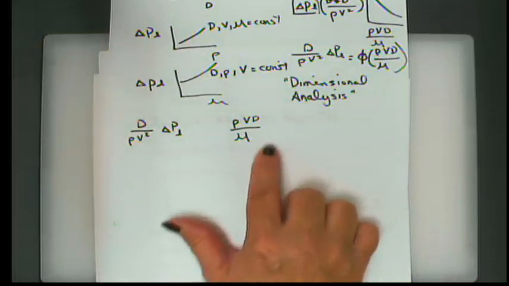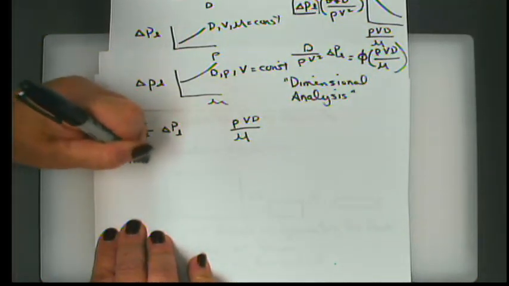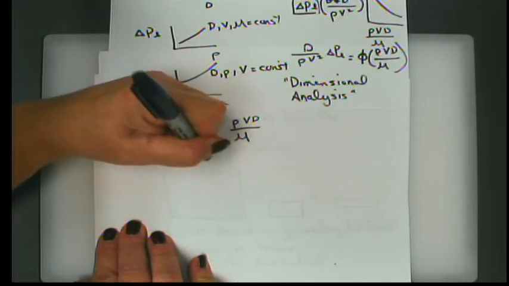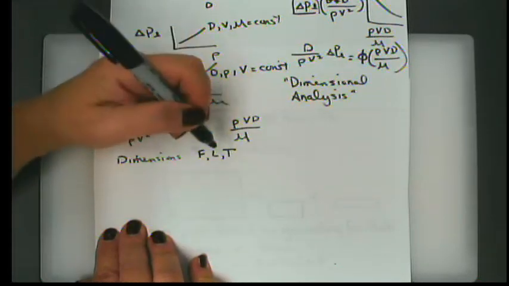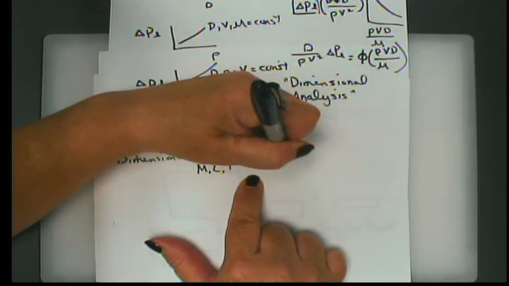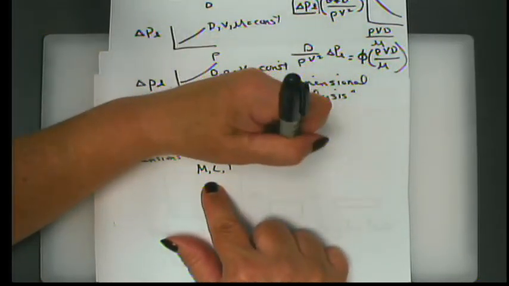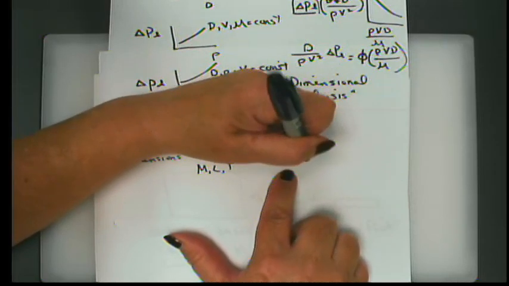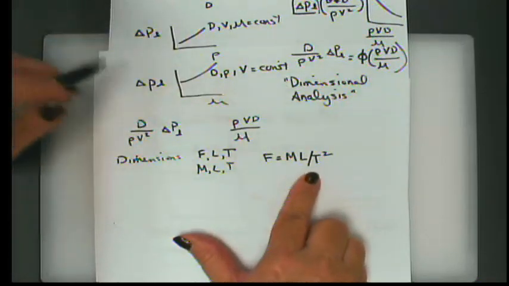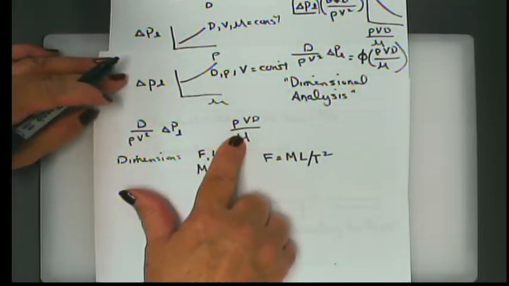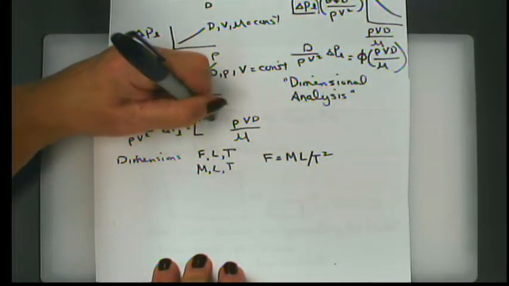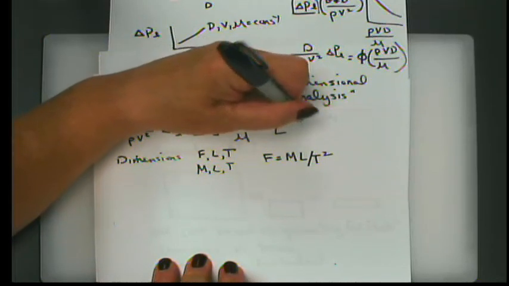And let's write out this group as well. It turns out that if we look at the dimensions, which would be either force, length, and time, or mass, length, and time, remembering that force is related to mass through Newton's second law. Okay. So if we have these three dimensions, if we analyze the dimensions of each of these groups, we're going to find out that they all turn out to be dimensionless.